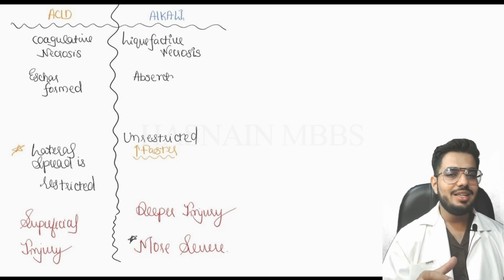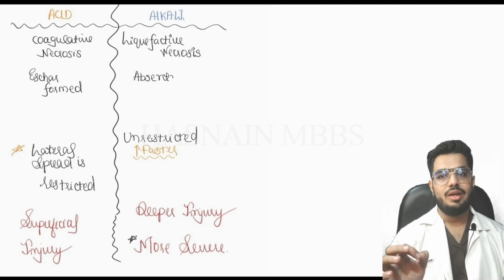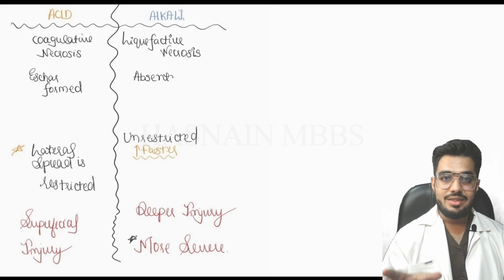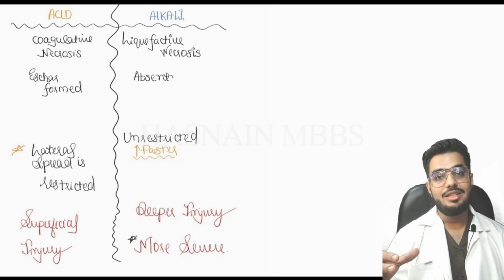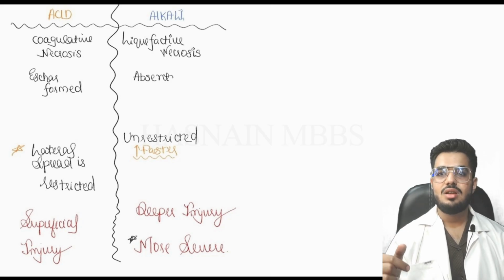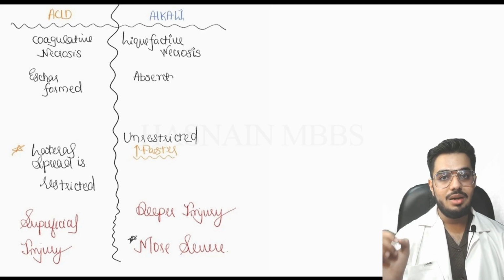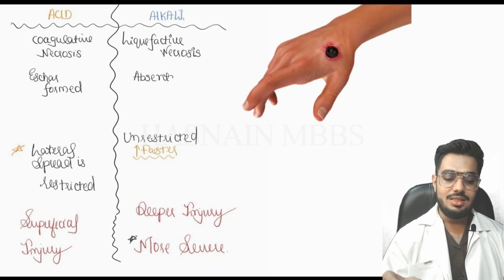In case of alkali, it causes liquefactive necrosis. There is an absence of eschar formation. As a result, there is a high lateral spread tendency, and the injury will be very severe. This is very important from the viva perspective. The examiner asks the difference between acid and alkali poisoning. In acid, there is eschar formation or scab, and as a result the lateral spread is restricted.